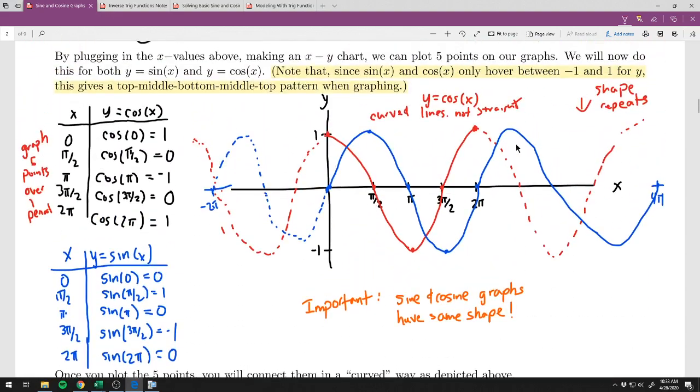Once again, I'll relate it to these. These have a midline of 0 because there's not anything added. So y equals sine of x and cosine of x. And the middle of the graph is y equals 0 or the x-axis. So when we have a number there, it's going to move it up or down.